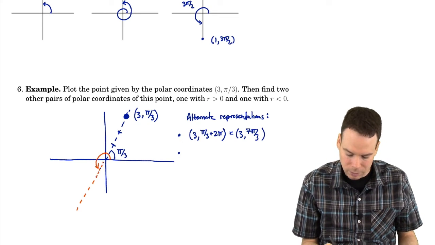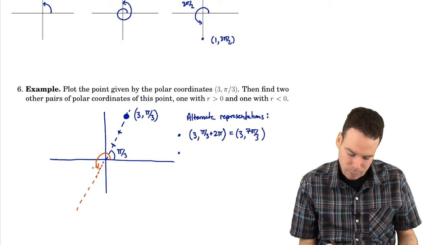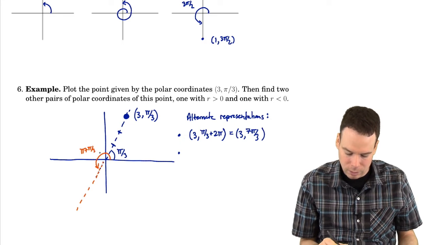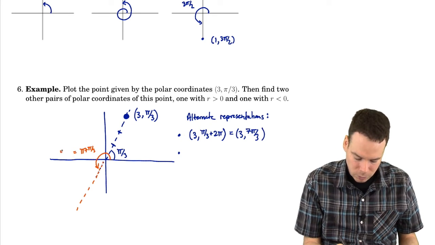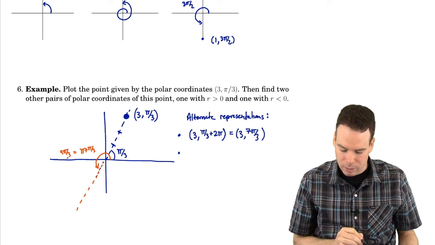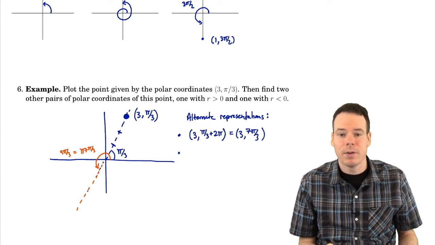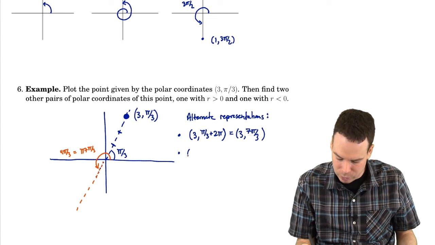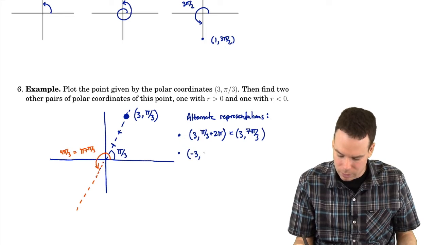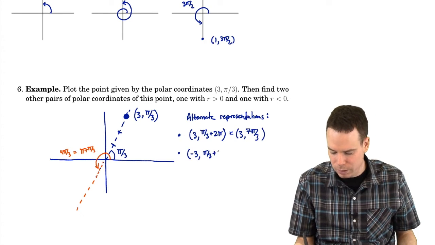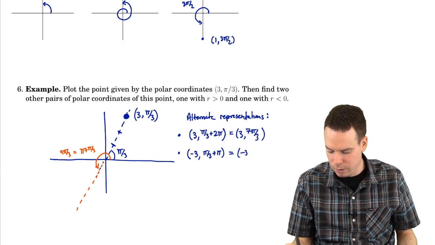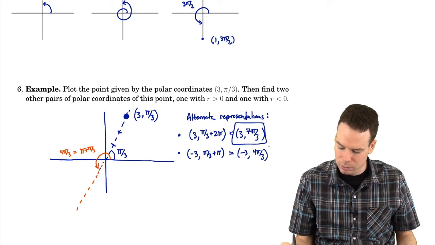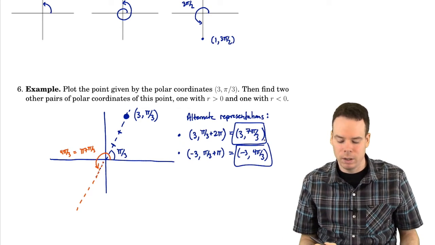So what's this angle? Well, it's pi by 3 plus another pi. So that's pi plus pi by 3. And what is that? That would be 4 pi by 3. And then I'd use a negative 3 as my r value to slingshot me to the other side of the pole. And so the other representation would be negative 3, pi by 3 plus pi, which is negative 3 and 4 pi by 3. So there's two other representations of our point.